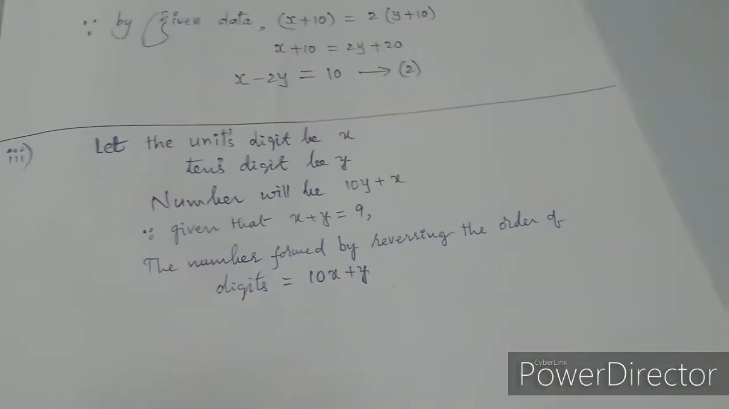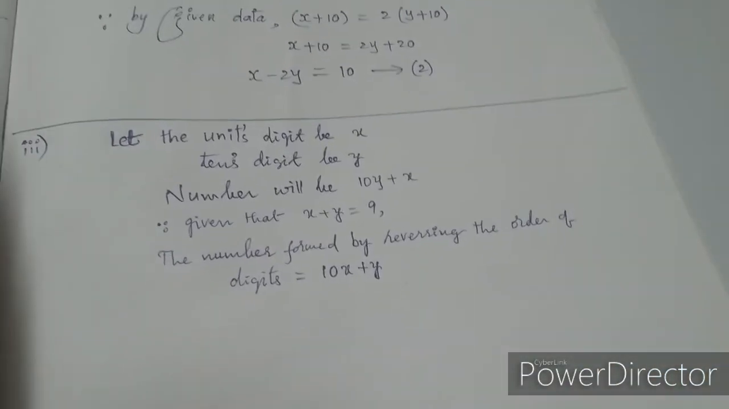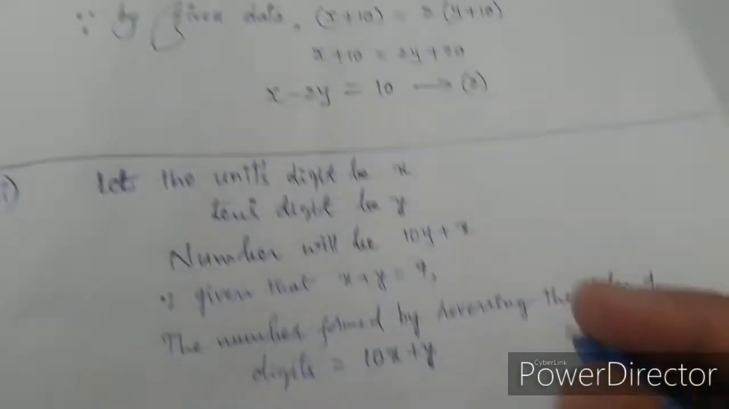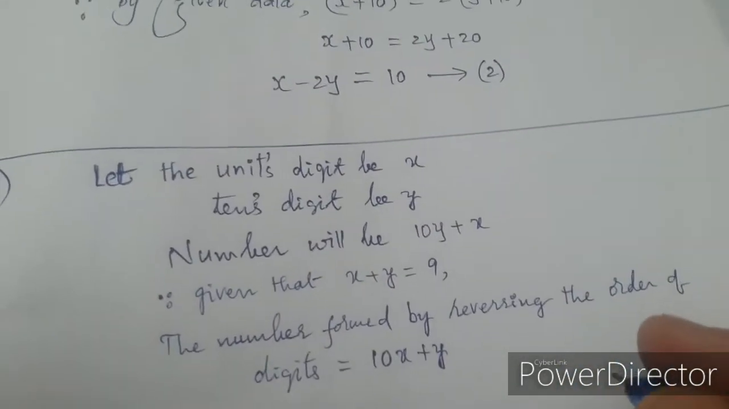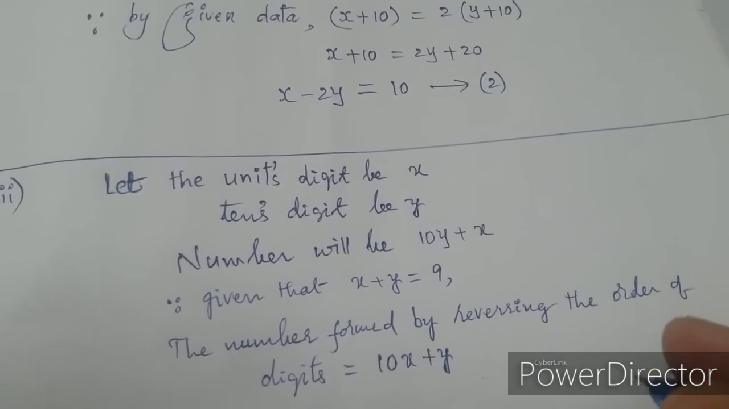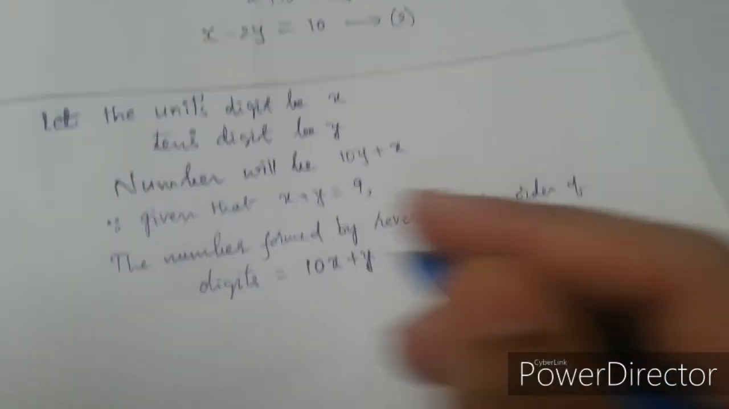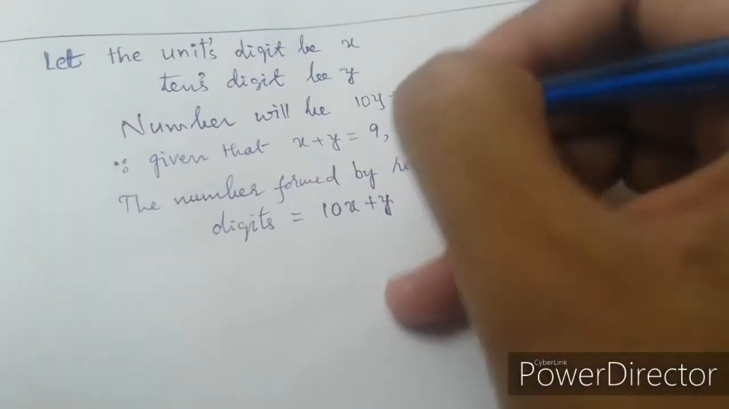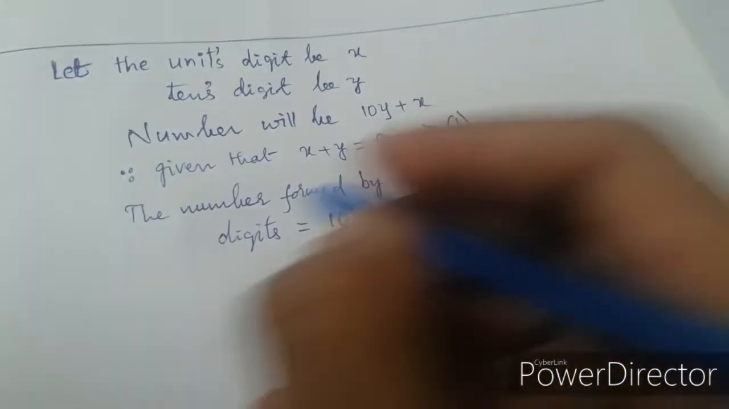Here one condition is given. That condition is: 9 times the actual number is twice the number obtained by reversing the order of the digits. Since by given data, this is equation number 1.